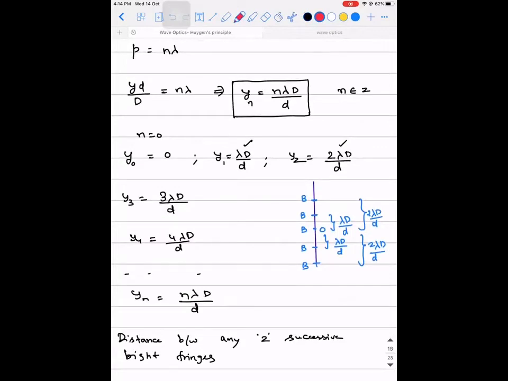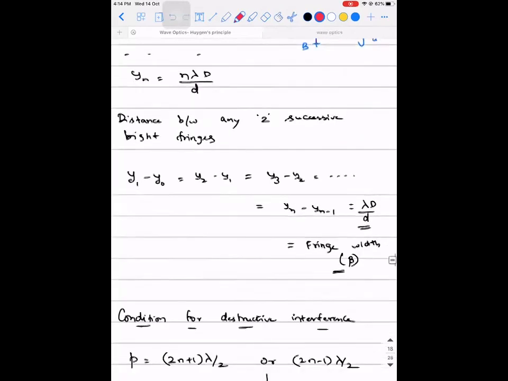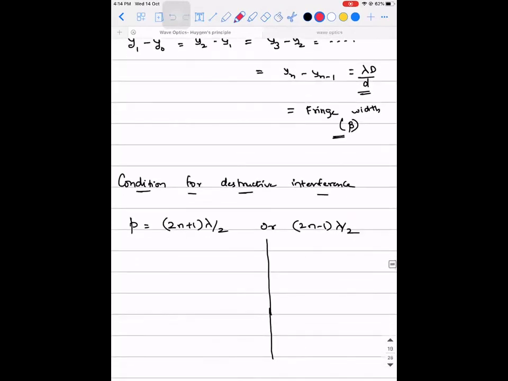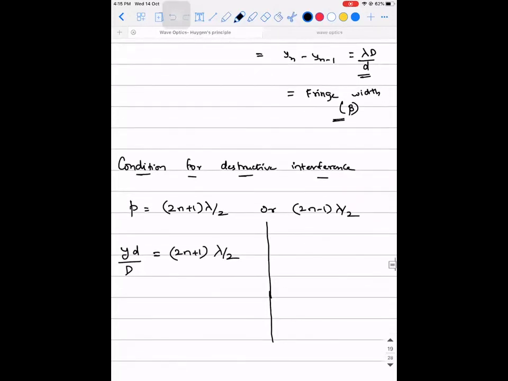When I wrote for constructive interference, if you observe, when I wrote y, below y I wrote a suffix n. Whereas in the case of destructive interference, there will be two values. Observe it carefully. So what is the path difference? Path difference is y into small d divided by capital D. That is fixed. No other change in it. Is equal to, if I take it as 2n plus 1 into lambda by 2, then what will be the value of y? 2n plus 1 into lambda divided by 2d.